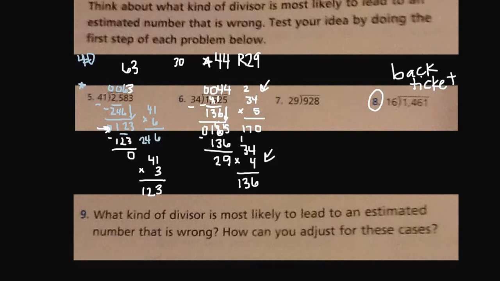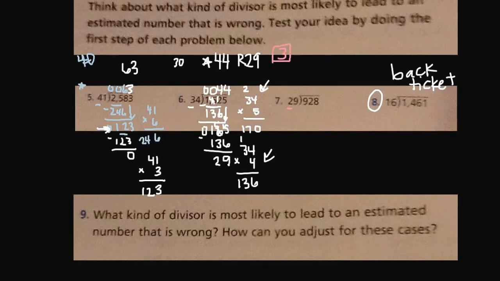Number 7 is 928 divided by 29. Now, here's where I see the number 29, and that would round up to 30 nicely. So this time, instead of using 2 as my front number, I'm going to use 3 as kind of my secret number here, because that 29 would round up to 30. Okay? So I'm going to imagine that there's a 3 out front instead. The reason for that is I need to think about a number that will work but won't go over.